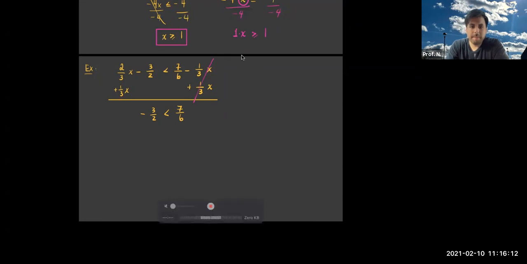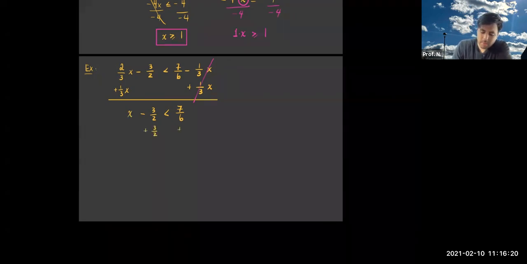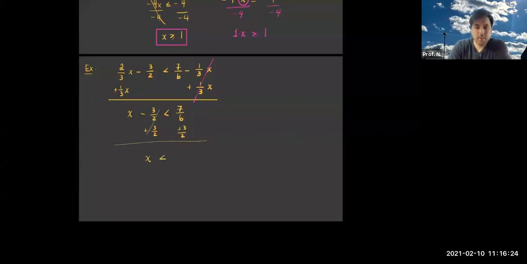It's 1x, right? It's one single x, so I can just write one single x, and look at this, not too bad. And now I can add both sides by 3/2. And I get that x is less than or equal to 7/6 plus 3/2. So then how do we add fractions again? 7/6 plus 3/2.